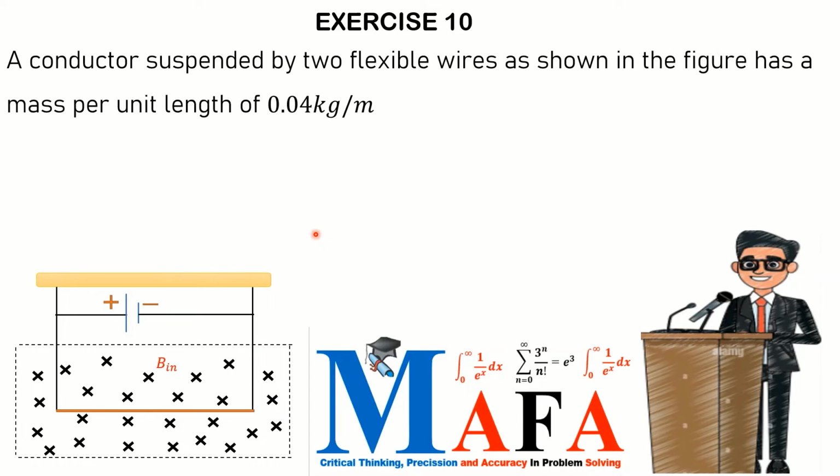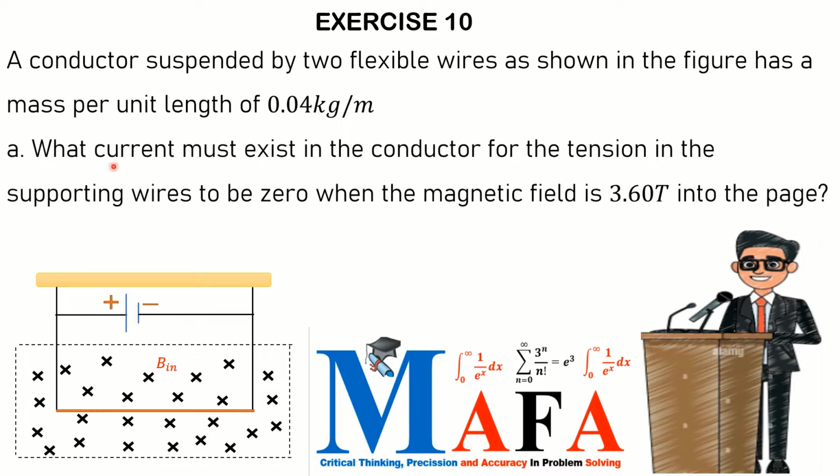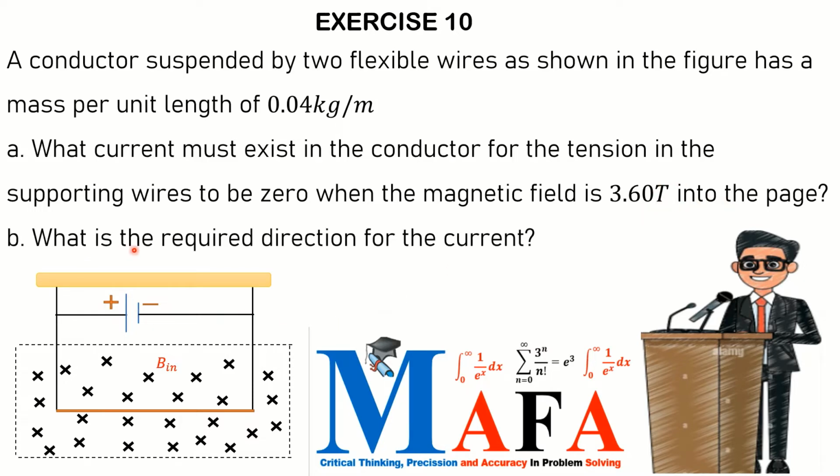The exercise reads: a conductor suspended by two flexible wires as shown in the figure has a mass per unit length of 0.04 kilogram per meter. There is a figure. A. What current must exist in the conductor for the tension in the supporting wires to be zero when the magnetic field is 3.60 Tesla into the page? And B. What is the required direction for the current?